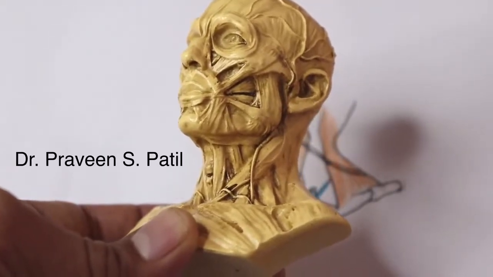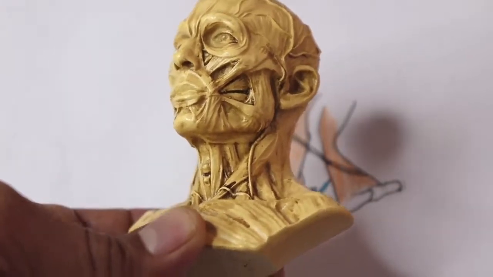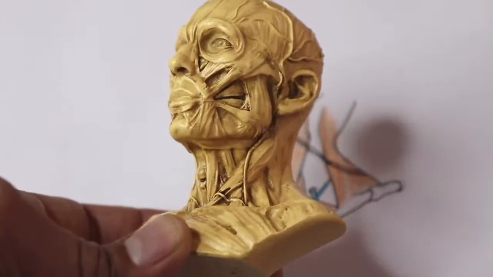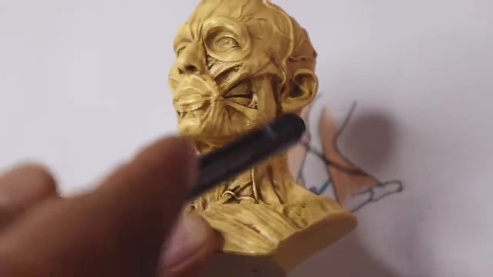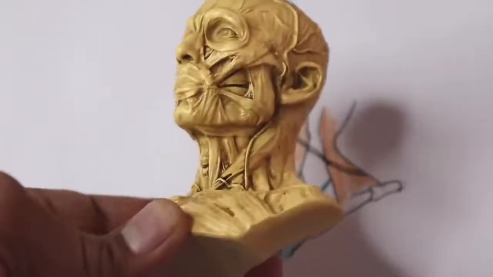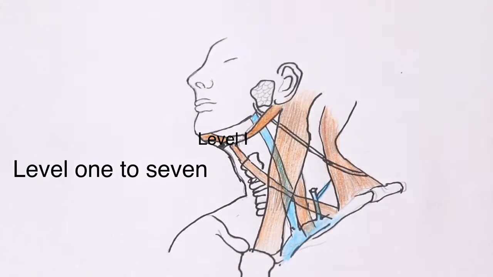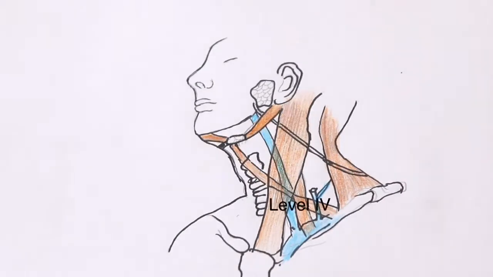Patil here. Today we are going to look into the different levels of neck nodes. Nearly about 800 nodes are situated in the body. Among them, 300 nodes are situated in the neck itself only. So these neck nodes are classified as level 1, level 2, level 3, level 4, 5, 6 and 7.